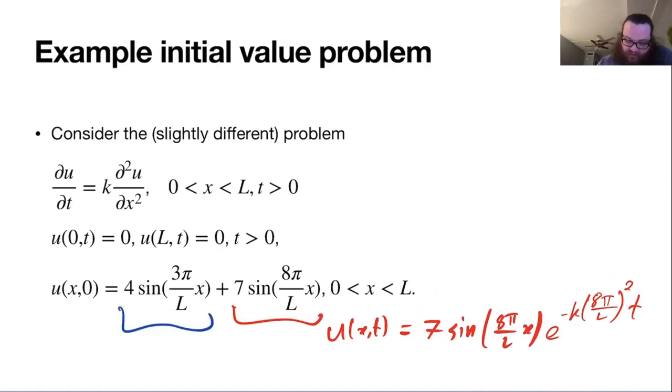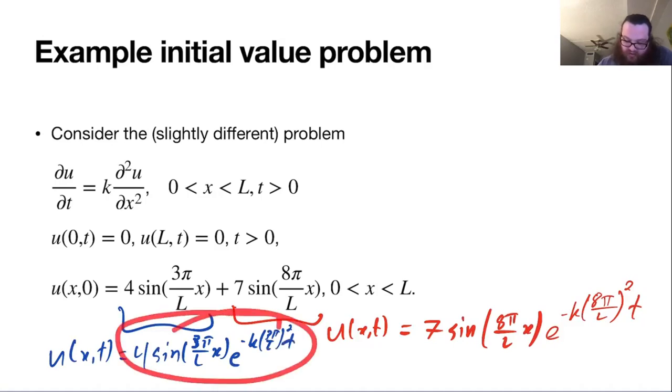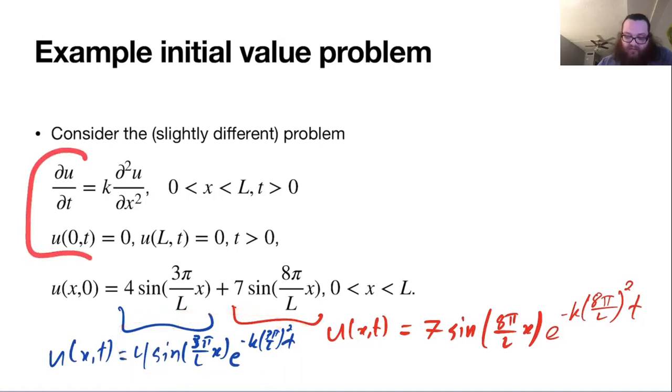So actually, let me write. The piece that works here is going to be, again, 4 sine of 3 pi over L x times e to the minus k 3 pi over L squared t. So this solves everything if we just have this and not that.